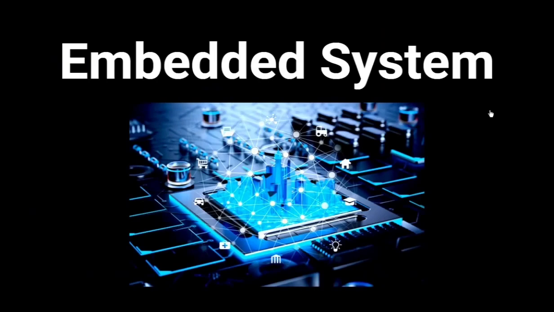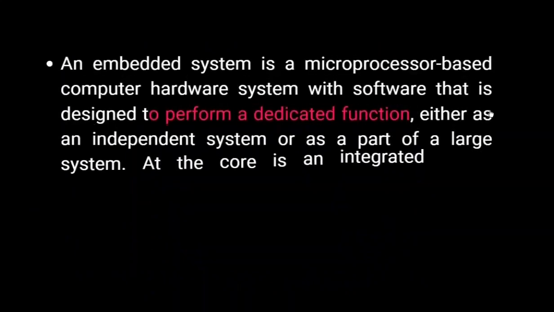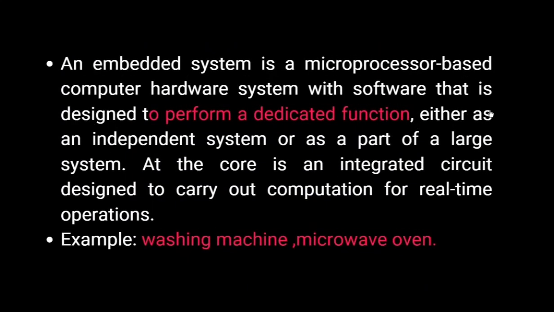Then we'll move on to the embedded system part, where we're going to combine both the software and hardware parts together. An embedded system is a microprocessor-based computer hardware system with software that is designed to perform a dedicated function, either as an independent system or as part of a larger system. The core is an integrated circuit designed to carry out computation for real-time operation. Basic examples in real-time applications are a washing machine and a microwave oven. Moving on.